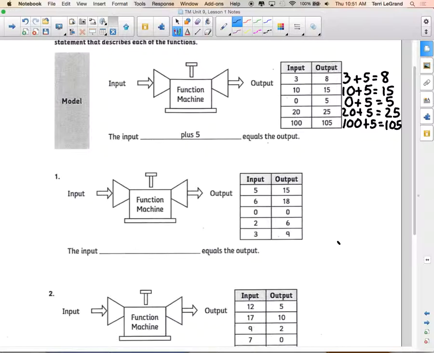So notice the rule that they wrote right here. Circle that. The input plus 5 equals the output. So in other words, if I said to you, if the input was 70, what would the output be?